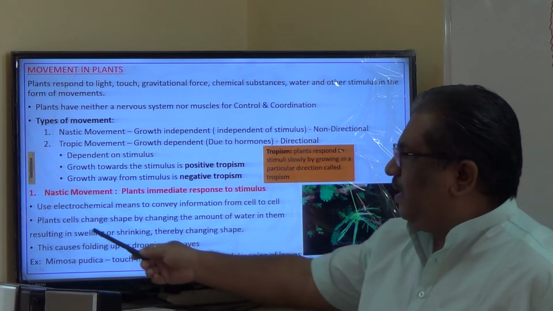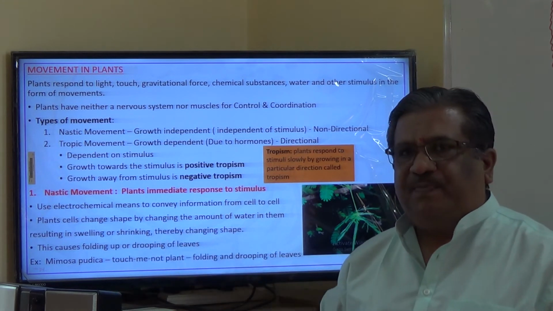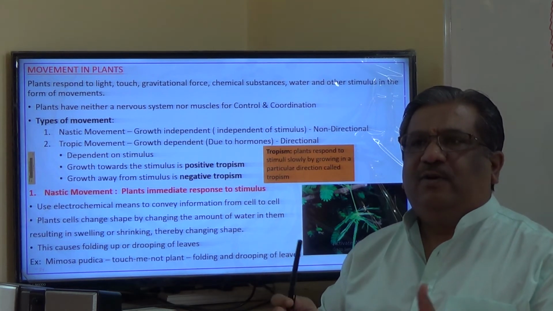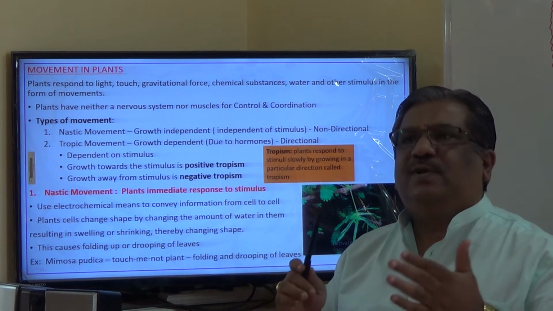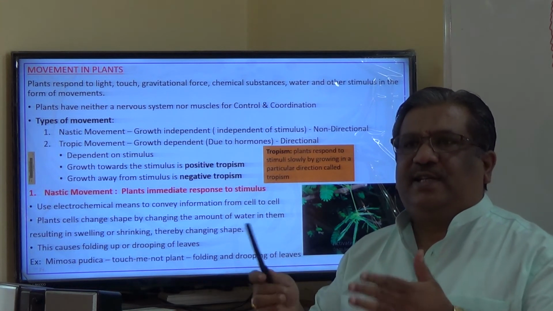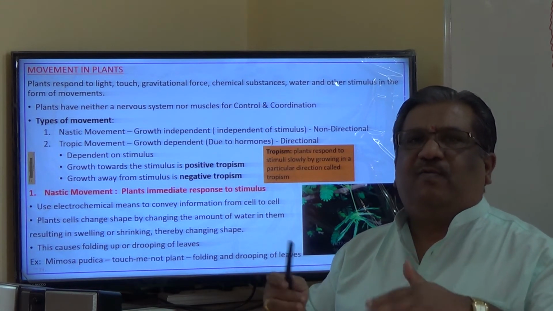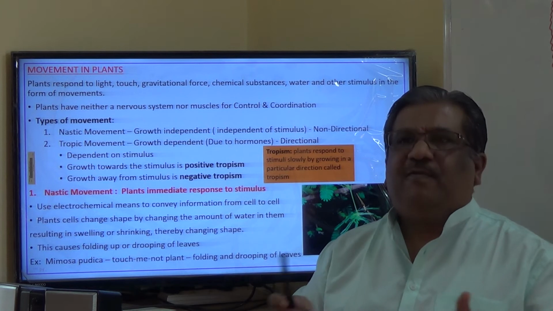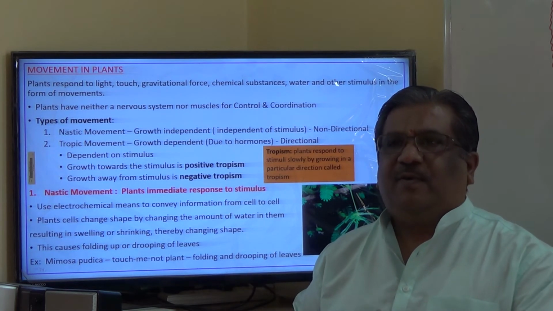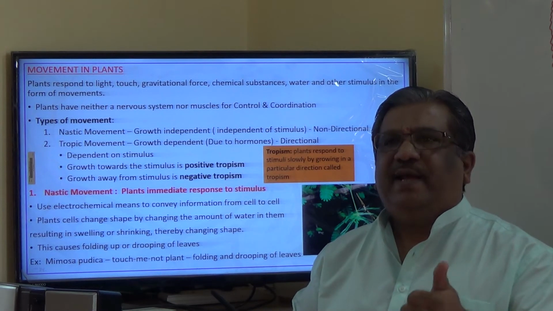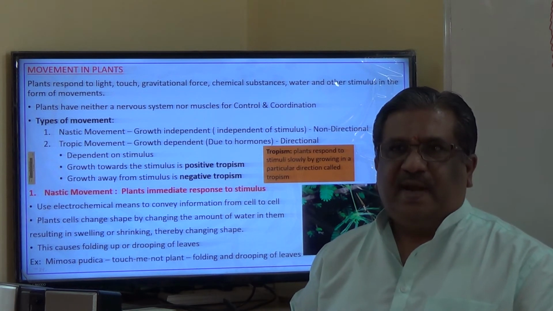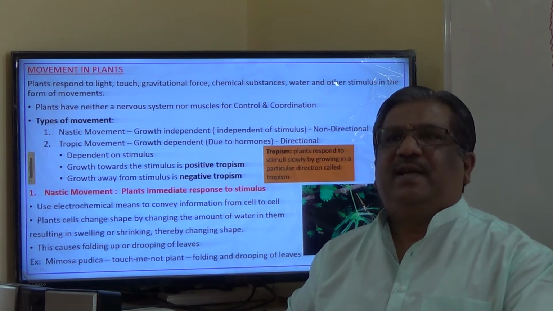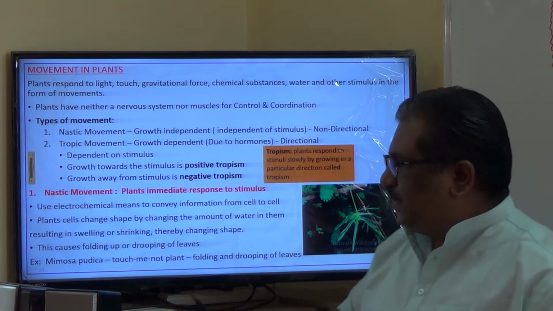That is one point. And another point: how do plant cells change the shape? Why does the drooping and folding of the leaves occur? That occurs due to change in shape of a cell. How do cells change their shapes? Cells change their shape due to entry or exit of water into them. If water enters, a cell swells. If water exits, then it shrinks, and therefore change in shape is governed by entry and exit of water, and that leads to the movement of the cells, indirectly the movement of the leaves. So this is how it is written here.